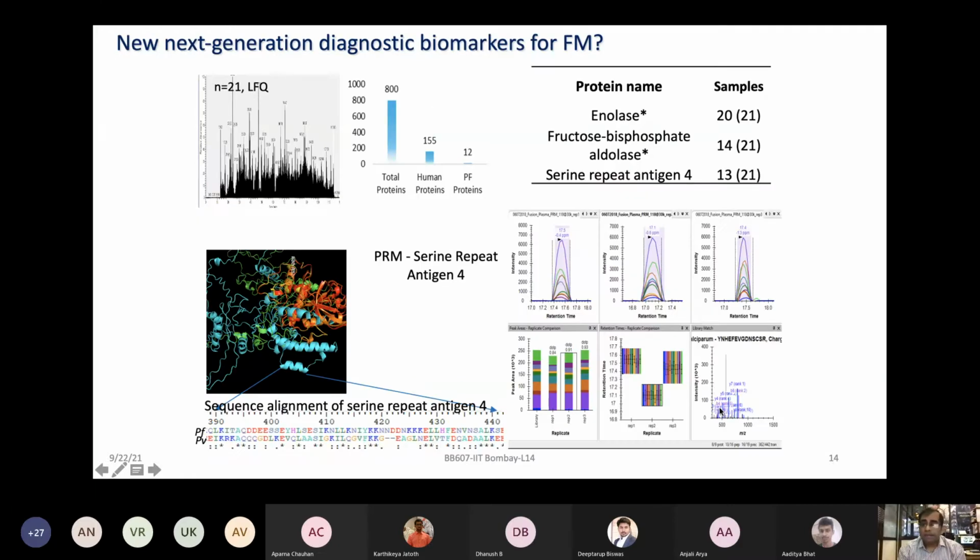Based on these investigations, we could even come up with a few new diagnostic biomarker candidates for falciparum malaria. Although falciparum diagnosis is much more robust, currently it's mostly done with the HRP protein, histidine rich protein, but there are some mutations being reported in PfHRP2. Therefore, there is still a need to look at some new candidates, and we could find some novel candidates like serine repeat antigens, which look very unique to falciparum, and we are actually taking these candidates forward.